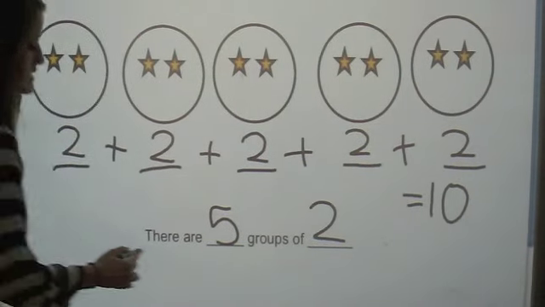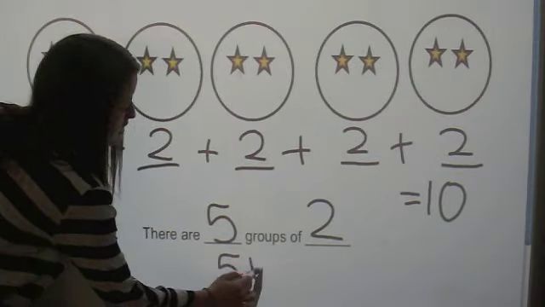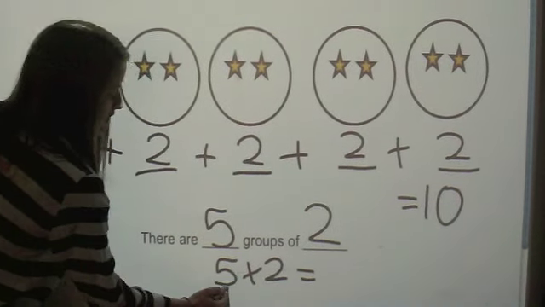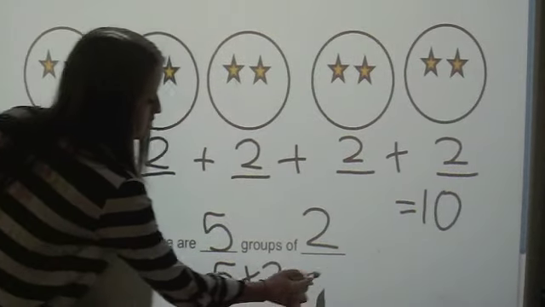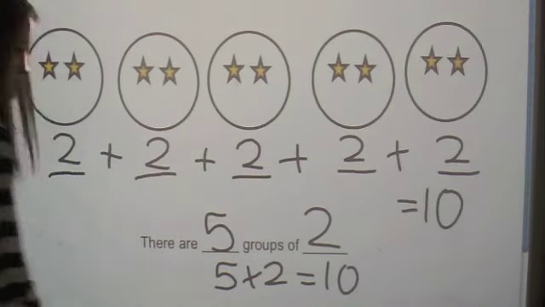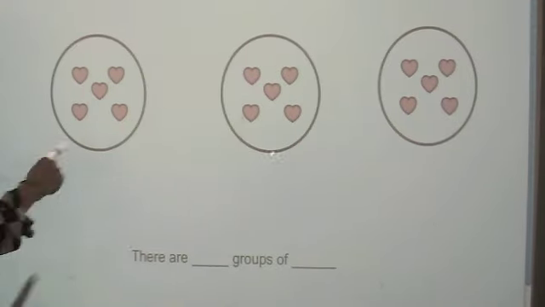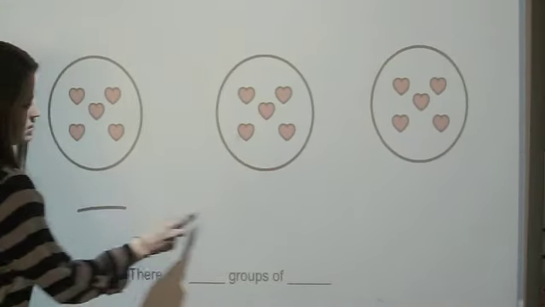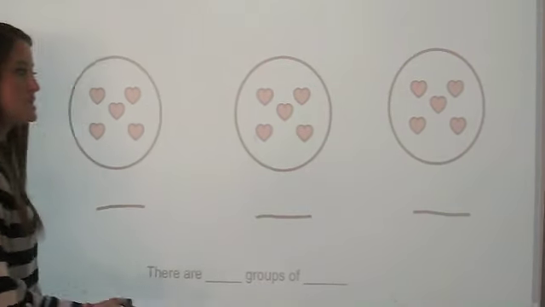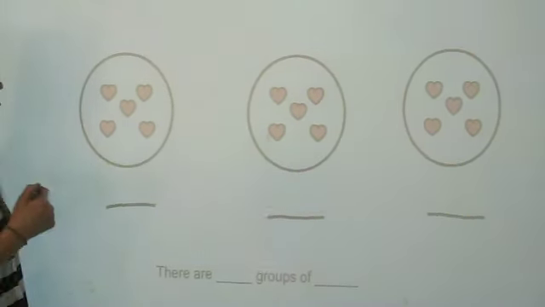So you can also write this as 5 times 2. 5 groups of 2. 5 times 2 is 10. Great job so far. Let's try another one. We have 3 groups here. 1, 2, 3. Let's count up and see how many hearts I have in each group.